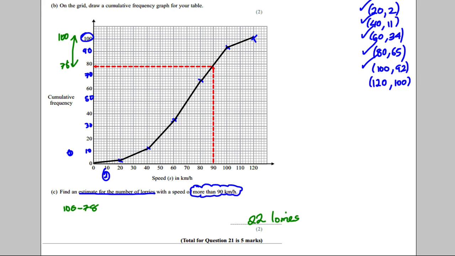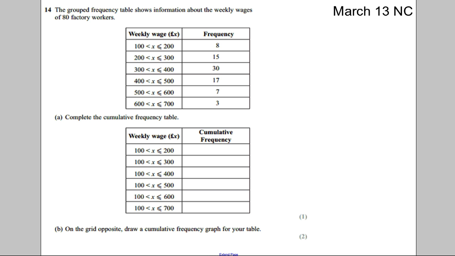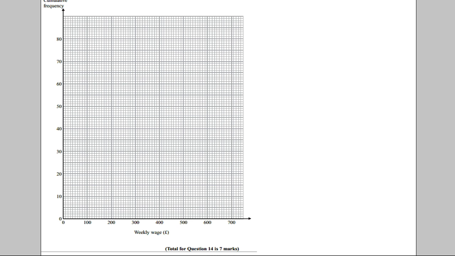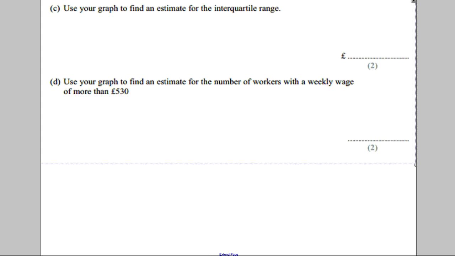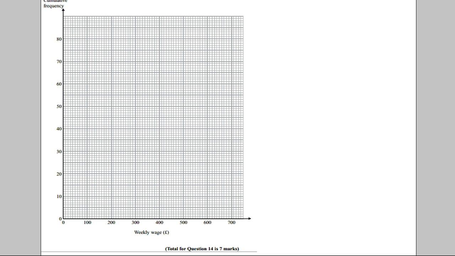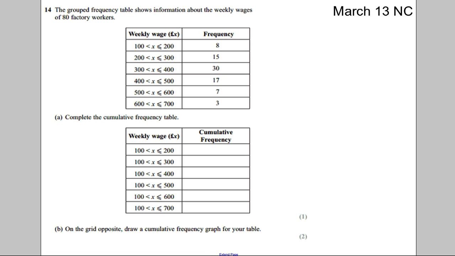Right, here's the next one. So we're asked to draw a cumulative frequency table, then we're asked to plot it, and then we're asked to find the interquartile range and the number of workers more than 530. If you want to pause the video, you can. I'm going to go through in 5 seconds.